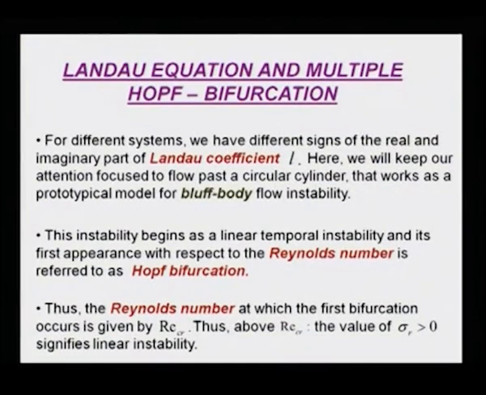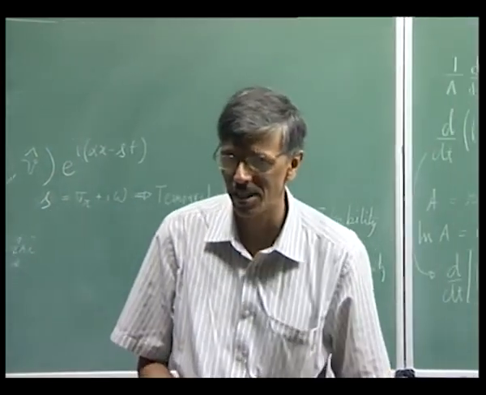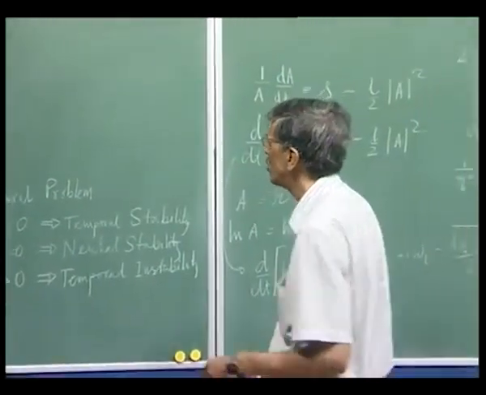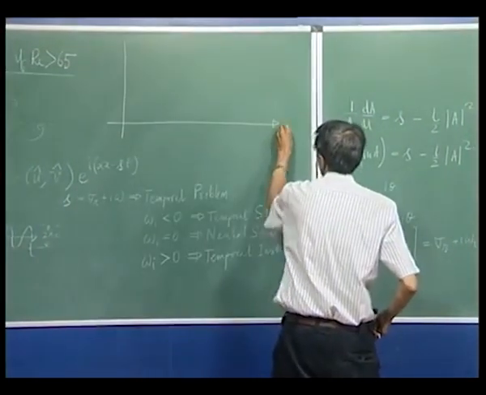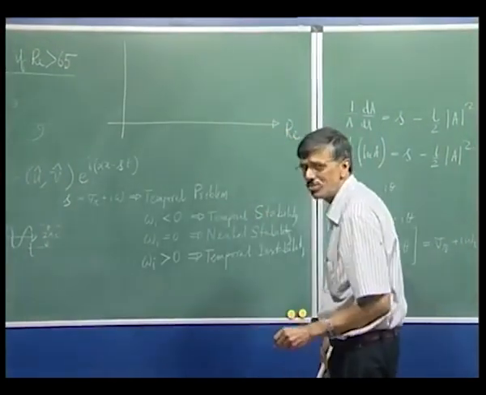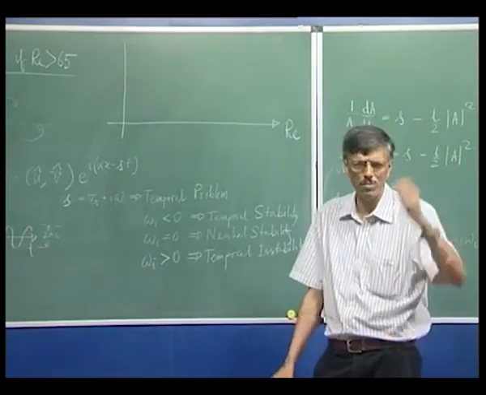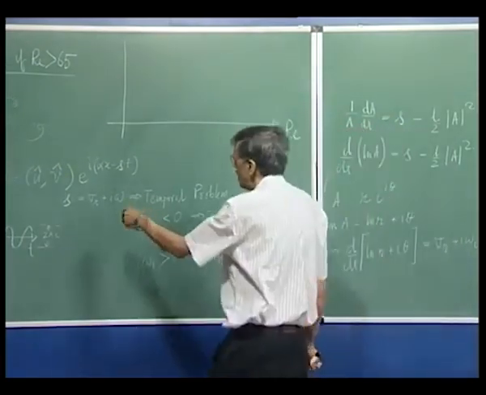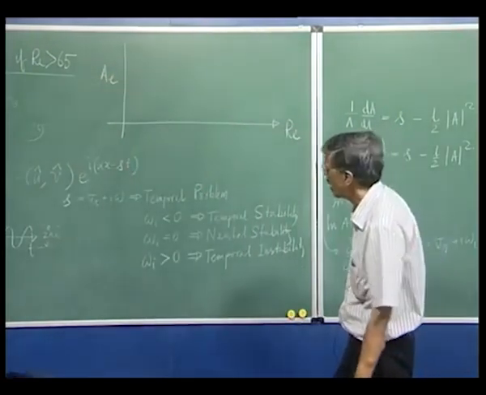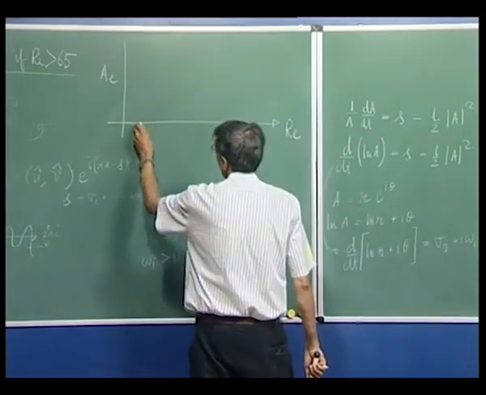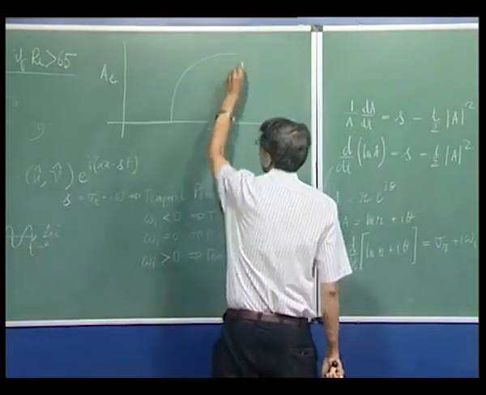We said that the instability begins as linear instability, and the first appearance of this is created by Hopf bifurcation. If you recall yesterday, I did talk about the Hopf bifurcation. So basically, if I plot in the parameter space, in this case it's a simple problem, the only parameter is Reynolds number. And on this side, I'll plot, let's say, AE. And then what I said yesterday, that up to some value of Re, you'll get this kind of a thing.